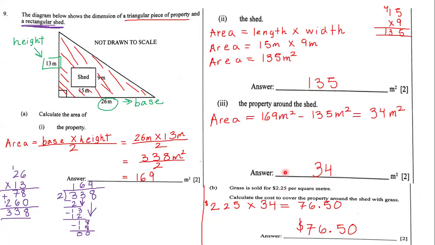So if you want to figure out how much it will cost to put grass over the entire area of this region around the shed, we have to multiply. That's what we did there. So we multiplied the 2.25 we got for 1 square meter times the amount of square meters that we have. That makes sense? Yes, sir.